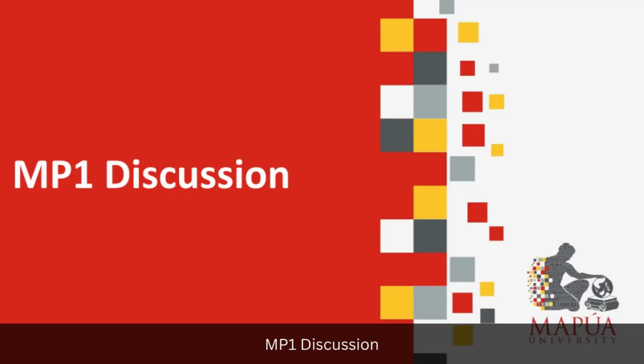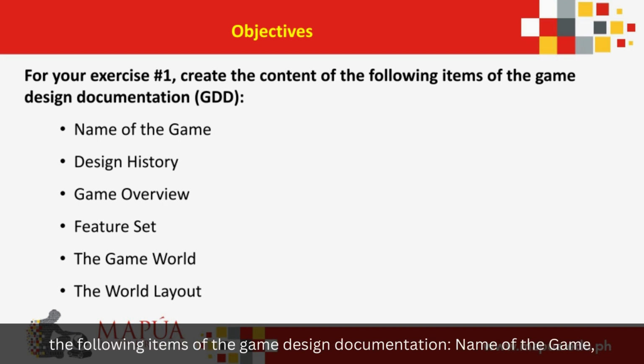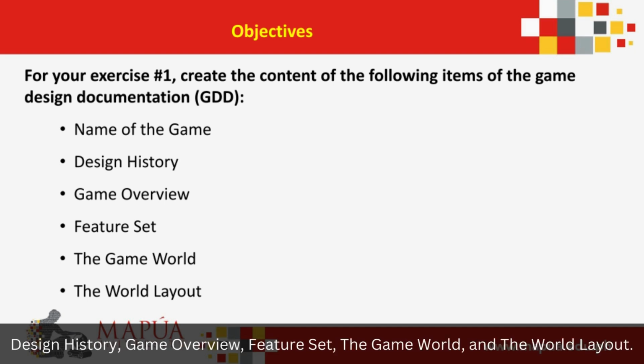MP1 Discussion. For your exercise number 1, create the content of the following items of the game design documentation: name of the game, design history, game overview, feature set, the game world, and the world layout.